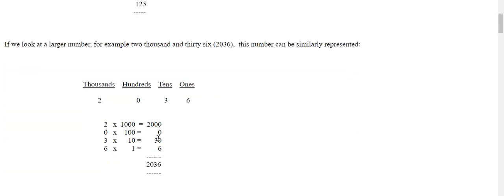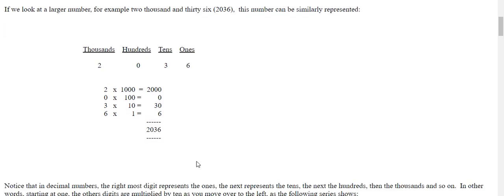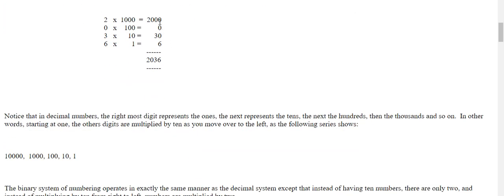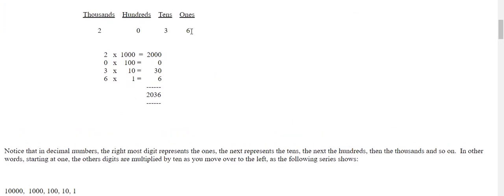Now if we look at a larger number, 2036, the digit on the far right you multiply by 1, the next digit you multiply by 10, the next digit multiply by 100, and this digit you multiply by 1000. Add the values, get the number 2036. So the rightmost digit is worth 1s. The next is 10, 100, 1000, then it's 10,000, 100,000, and so on.